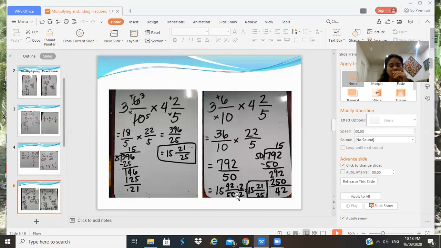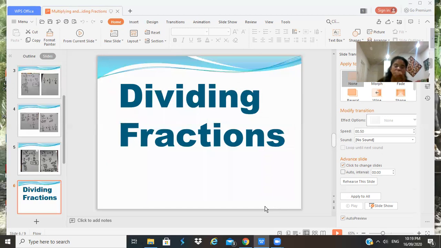Dayon ma-divide pa gyud sila og tag 2. Okay, we have now 15 and 21 over 25. Okay, 42 divide 2 is 21 man. And 50 divide 2 is 25. So we have 15 and 21 over 25. Okay. So, done na ta sa multiplication. Okay, nato lang kasimple ang multiplication ha. You can multiply directly. So now, let's proceed to division or dividing fractions.